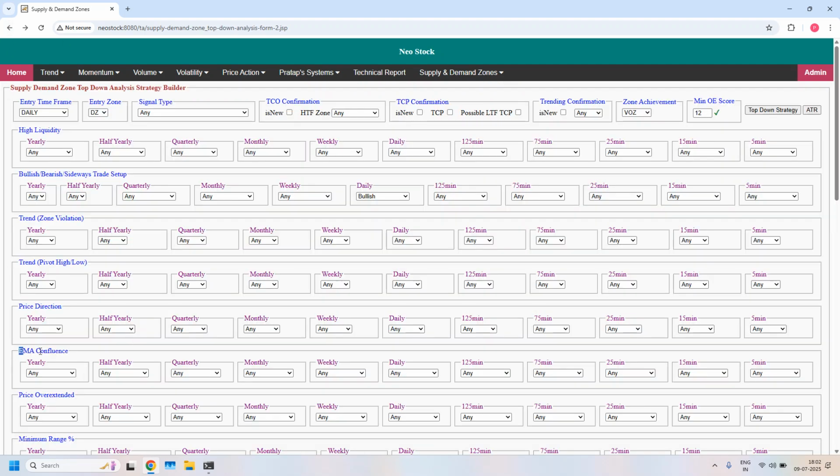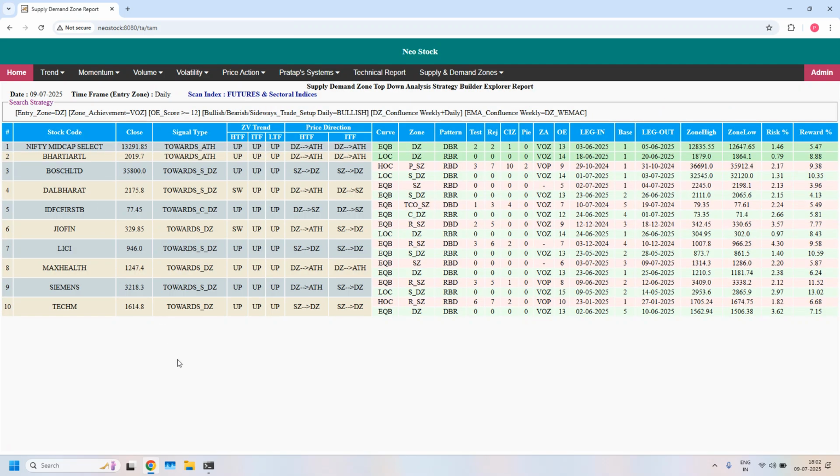Only for sideways you can't use EMA confluence. Because weekly trend is uptrend, I am checking whether the weekly demand zone has weekly EMA or not. In this case, the overlapped daily demand zone inside this weekly might have a higher probability of success. See, 10 stocks we got. In all the 10 stocks, daily demand zones overlapped with weekly. The weekly demand zones have weekly EMA confluence. So that's why these 10 daily demand zones might have a higher probability of success.